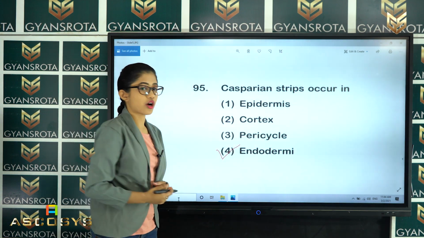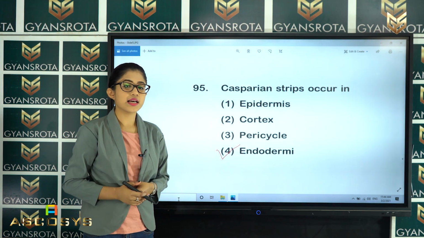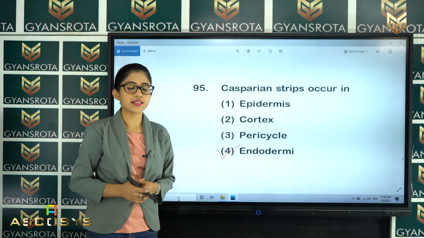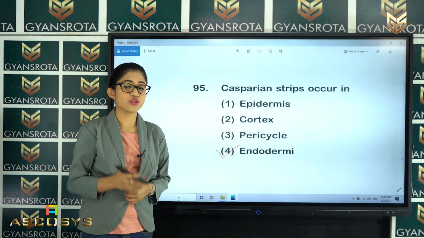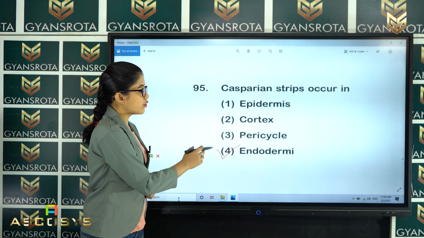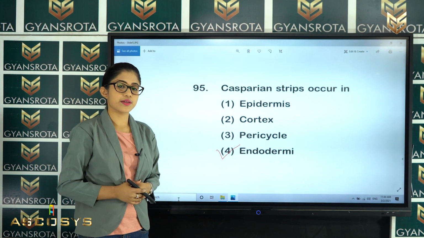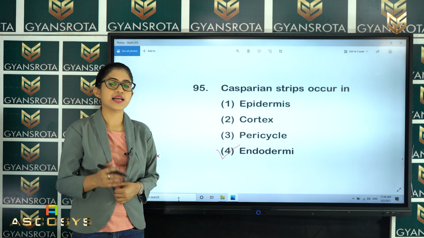Endodermis is the correct option for this, and we have already discussed in the chapter Transport in Plants. There we have discussed the endodermis, then the epidermis part, and how the transportation takes place in 2 different pathways, that is symplast and apoplast. So, endodermis has these Casparian strips. So, option number 4 is the correct answer. Now, let's see the next question.